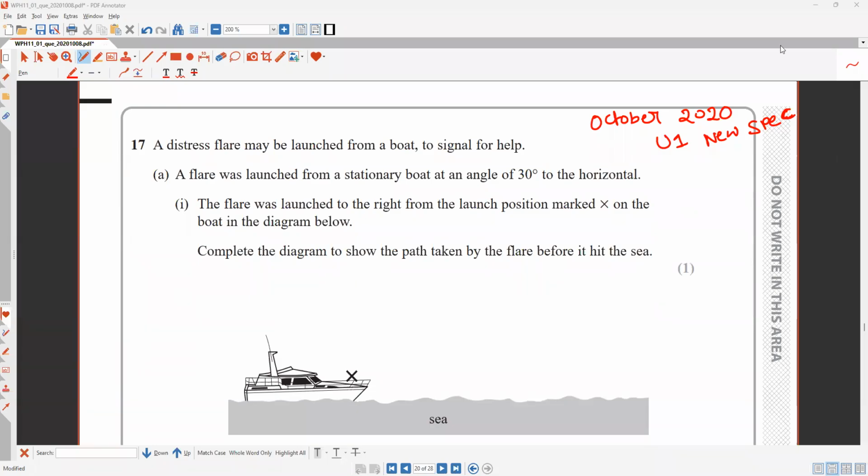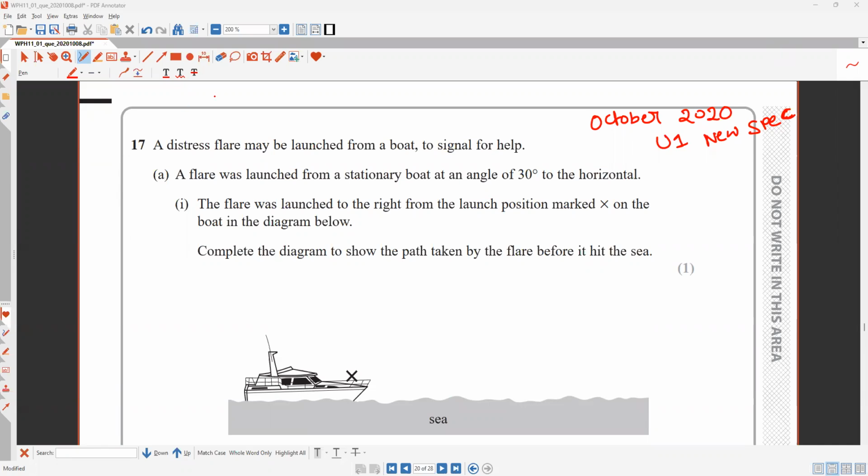The distress flare, I'm pretty sure you guys know what a distress flare is. It's just some kind of shiny stuff. You just shoot it up so that other people in the sea can see, okay, there is a ship in danger. Let's go for rescuing it. Okay.